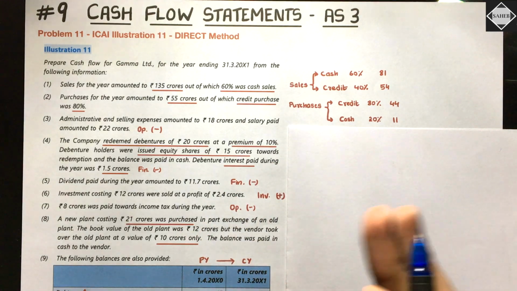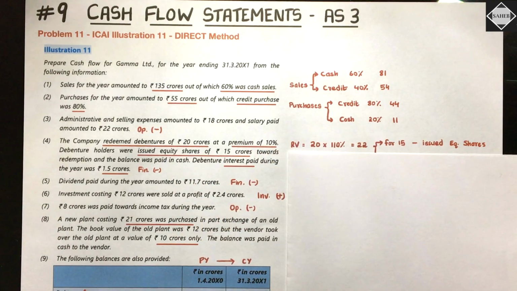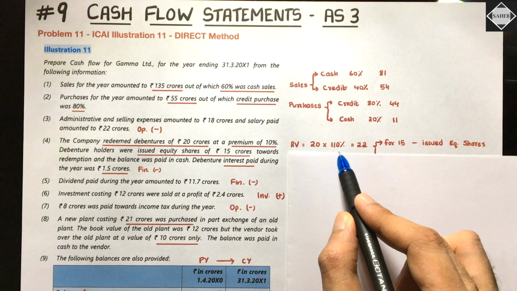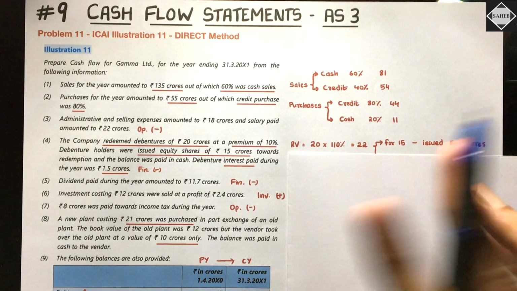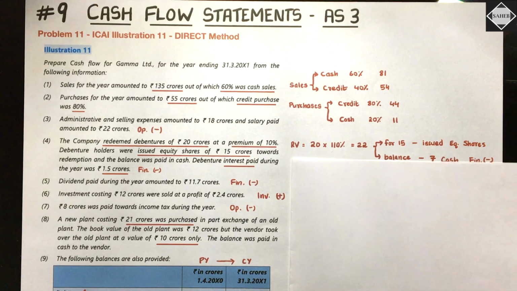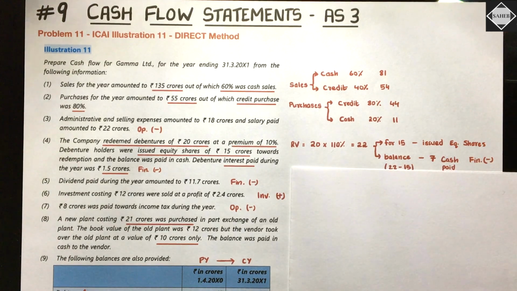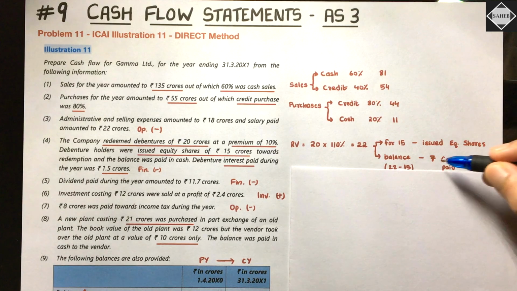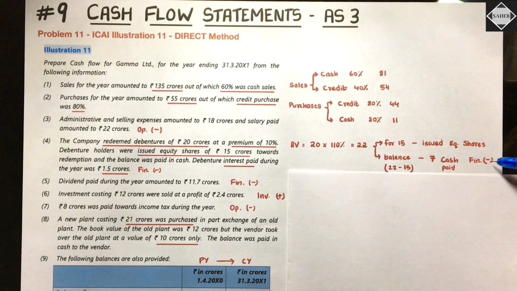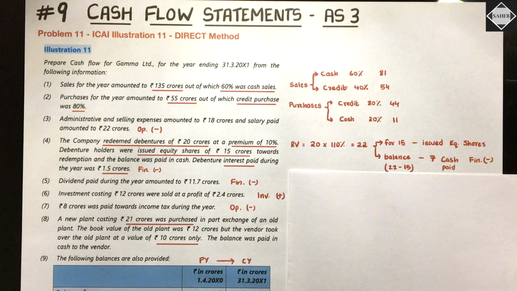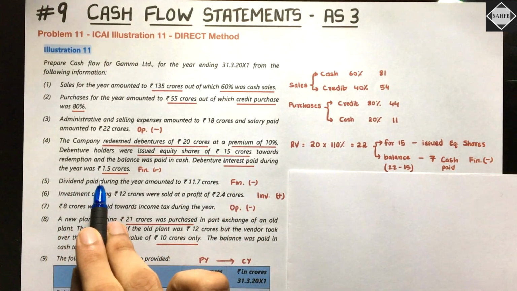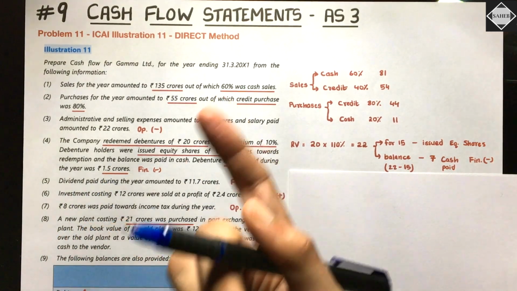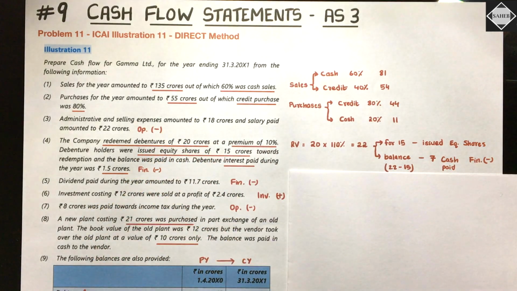And it's always like that for financing activity, isn't it? See here, redemption value 20 into 110%, 22 crores. For 15 crores, we gave them equity shares, right? We converted the debentures into equity shares. And then for the balance, we paid cash. That's 7 crores. So only this 7 crores you have to subtract in the financing activity. Is it clear? Yes, simple. Then what happens? See, then they are saying debenture interest paid during the year was 1.5 crores. So interest paid is always what? Financing activity. We will subtract that directly. No doubt about that. Okay.